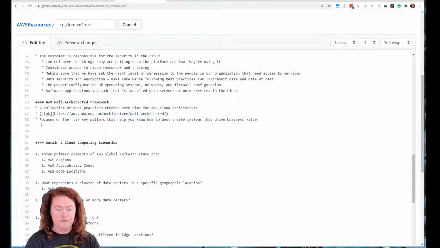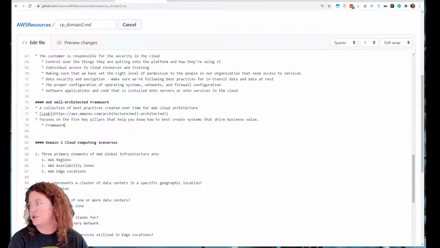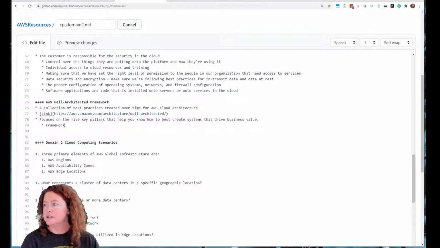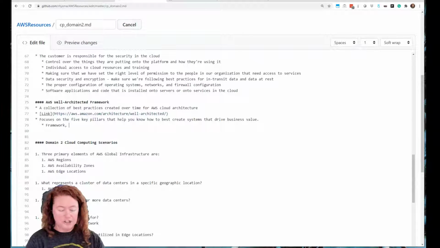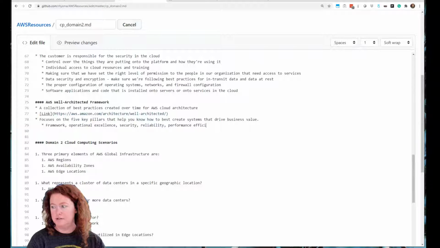And those 5 key pillars are, within the framework, which has things like design principles, there's a white paper you can go read: operational excellence, security, reliability, performance efficiency, and cost optimization.